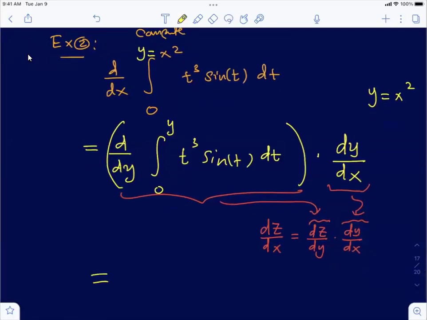Now differentiate this, what we're going to get is the same variable. Now it's the fundamental theorem just in the regular form, but don't forget it would be just y, not x, right? So we're going to have this function written in terms of y. So y cubed sine y times dy dx.